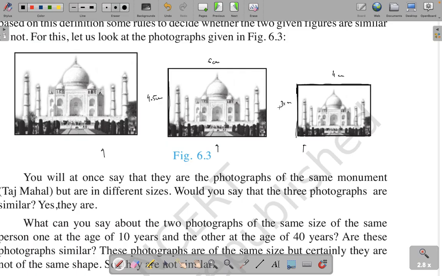If you look at the ratio, proportional means the ratio of the sides should be the same. So if you compare the ratio of this side to this side and this side to this side, they should come out to be the same. So 3 upon 4.5 should be equal to 4 upon 6.